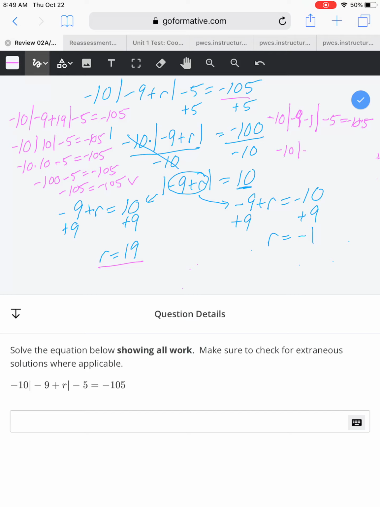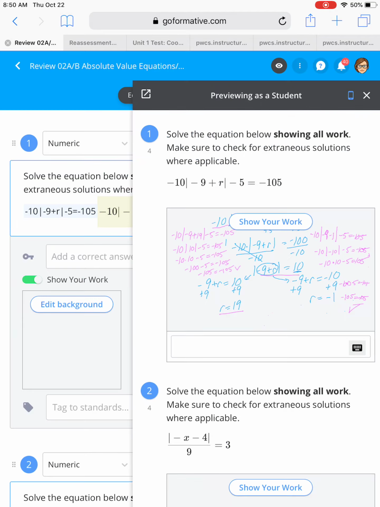Negative 10 times the absolute value of negative 10, minus 5 is equal to negative 105. Negative 10 times positive 10 minus 5 is equal to negative 105. Negative 100 minus 5 equals negative 105. Negative 105 equals negative 105. And that checks out. So you can do a check if you have time. That would be like the last thing I would do on your test. And that's how you do a check. You just always plug it in, always to the original problem. So not here. Always go up to the original problem and do your check.